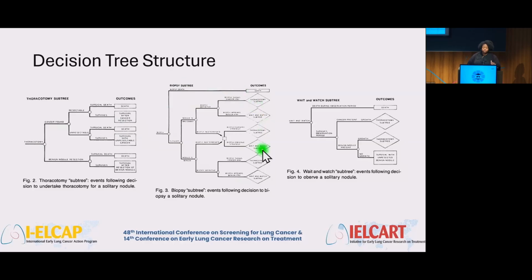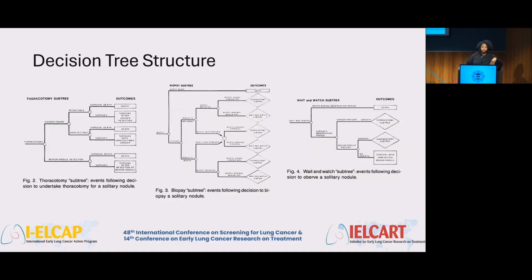The outcomes of interest link you to other subtrees, and then you also have outcomes. For this particular model, they were interested in survivability. So one of the main outcomes is death, and of course, survival. The last tree is this observation tree, which is called the wait and watch subtree. They have the outcome of death, and then they have some other subtrees that you might see.